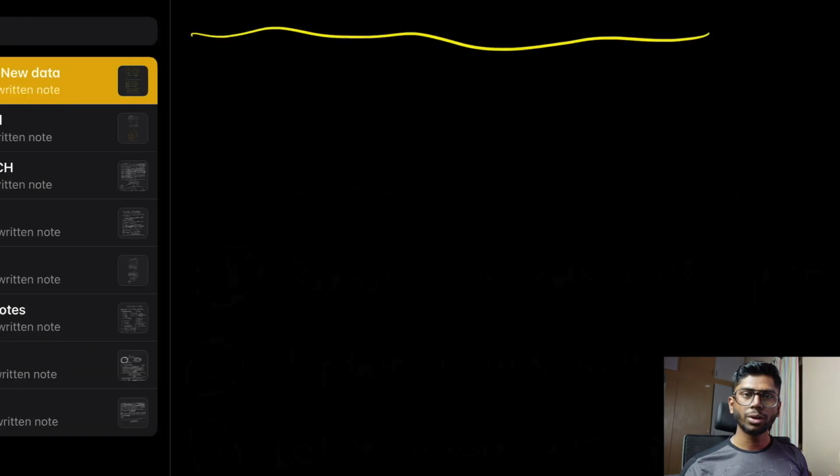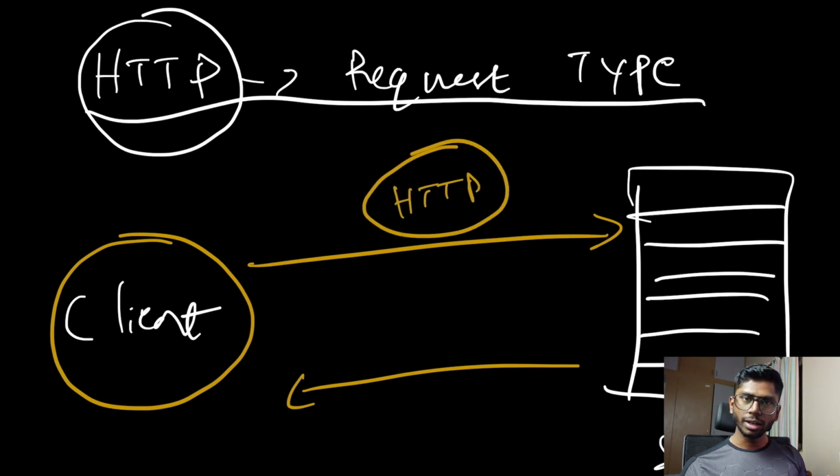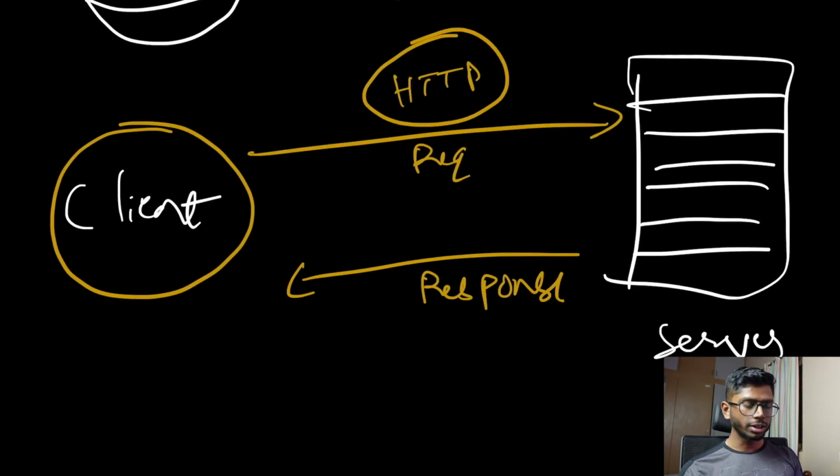In this video, we're gonna talk about different HTTP request types. A client makes an API call to a server to fetch the data, or maybe to put the data into the server, or update the data in the server through a network call, that is an HTTP network call. Let's understand what the different request types are.